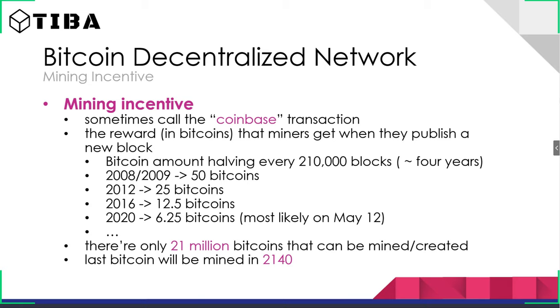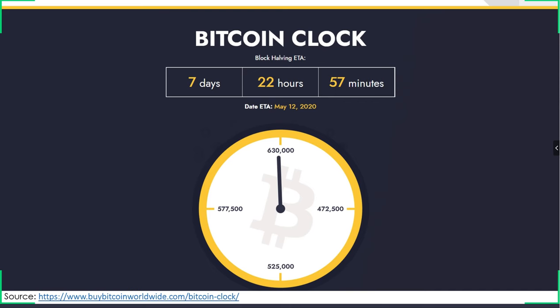The amount of Bitcoin that a miner gets for each block is reduced to half every 210,000 blocks, about 4 years. Back in 2008 or early 2009 is when Satoshi mined the first Bitcoin. He got 50 Bitcoins for creating a block and publishing it on the blockchain. Then in 2012, it was cut down to 25 Bitcoins. 2016, 12.5 Bitcoins. And now in 2020, it's 6.25 Bitcoins. The next halving will most likely be next week, May 12th. There's actually a countdown to when the amount of Bitcoin is going to be cut in half. It's probably like 5 or 6 days now.